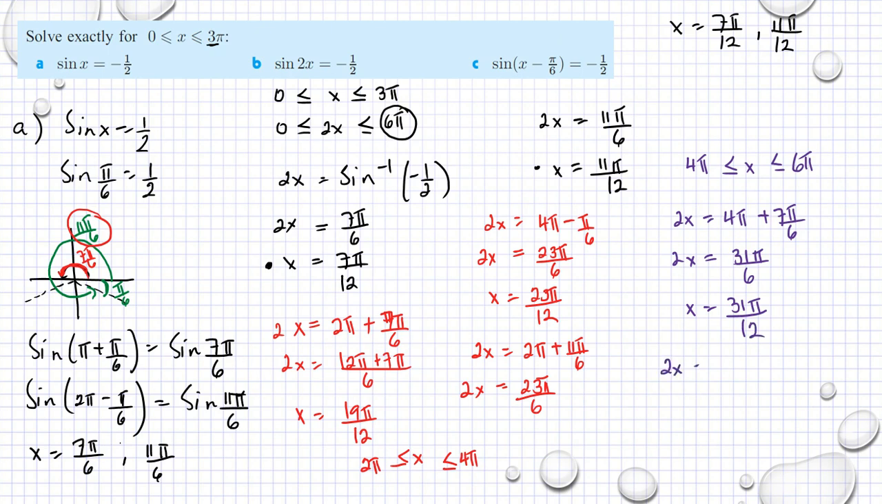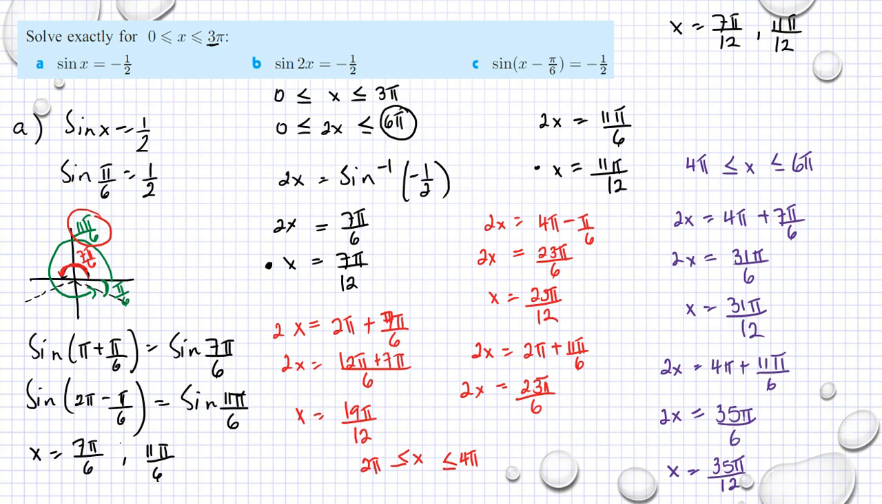Another, we have 2x is equal to 4 pi plus 11 pi divided by 6. Then we have 24 plus 11, that's 35 pi divided by 6, for 2x. Our x now is equal to 35 pi divided by 12.